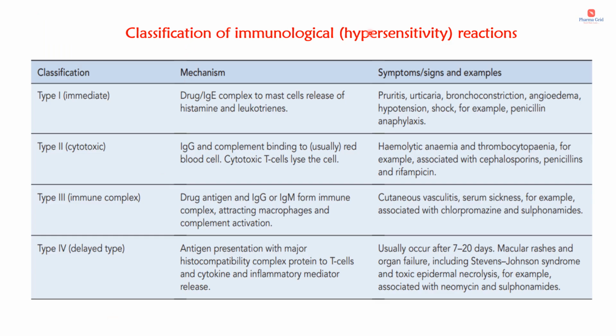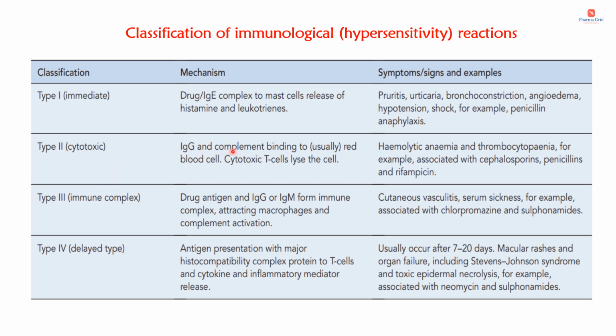Classification of immunological or hypersensitive reactions. As I have already mentioned, there are mainly four types of hypersensitive reactions. So we will discuss in detail the mechanism and the signs and symptoms with examples. So type 1, also known as immediate. Mechanism is drug and IgE, that is immunoglobulin E, complex binding to the mast cells, with release of histamine and leukotrienes. Then symptoms include pruritus, urticaria, bronchoconstriction, angioedema, hypotension, and shock. For example, penicillin anaphylaxis.